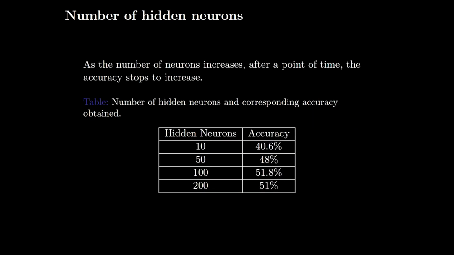So, let us see the role of hidden neurons on the accuracy. We see that in the case of using 10 neurons, the accuracy obtained is 40.6%, using 50 neurons we have 48% and as we increase it to 100 neurons, it goes to 51.8%. And by increasing the hidden neurons beyond that, we do not see any significant increase in the accuracy. This is because of overfitting of the data during training. To understand this, let us look into it further.